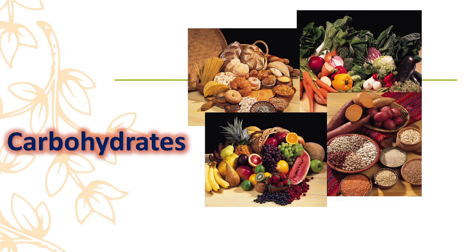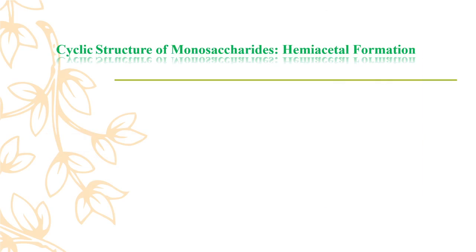Hello friends, welcome back. In the previous video we started carbohydrate chemistry, and in the last lecture we saw the definition and introductory part of carbohydrates, then the classification and the structures of the aldoses, and what epimers are. In this lecture we are going to start the next point, that is the cyclic structures of the monosaccharides, or hemiacetal formation.